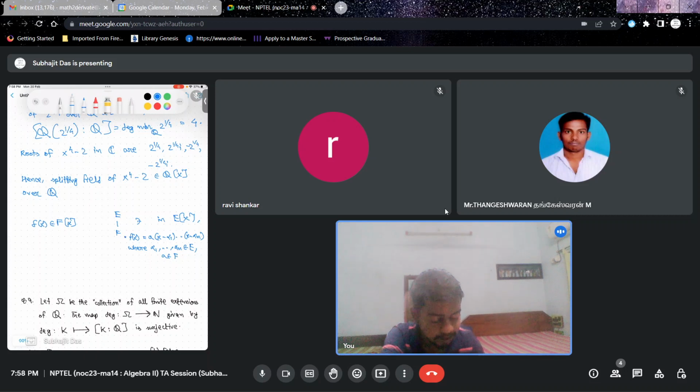This is the first point, that the polynomial should split completely into a product of linear factors over this splitting field, over this extension, and moreover E should be the smallest such field. It should be the minimal extension. So E should be equal to F adjoined with alpha 1 up to alpha n. E should be the smallest such extension, or the minimal extension of F over which this happens.